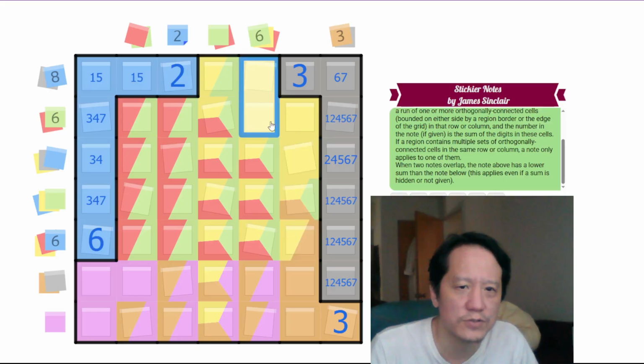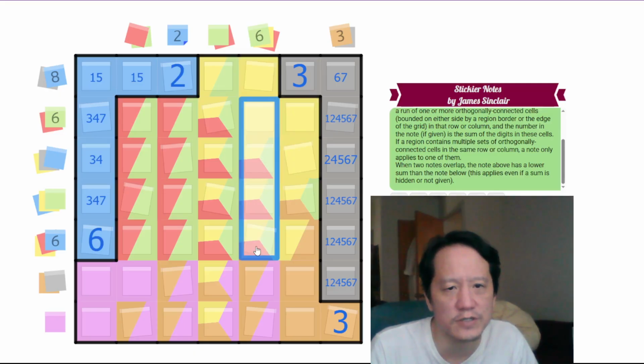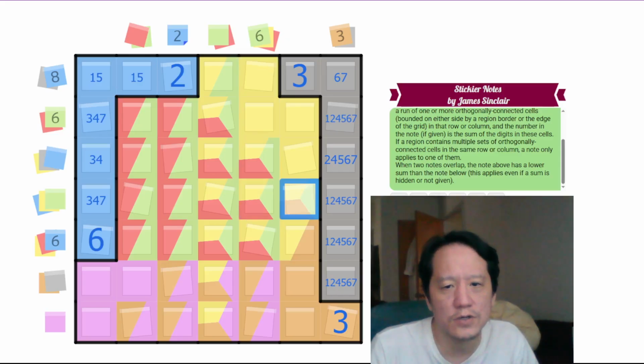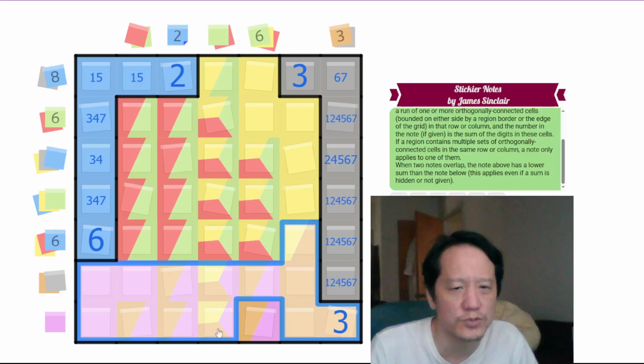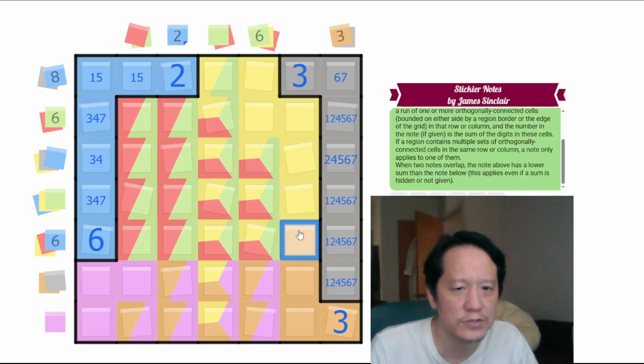So we have 1, 2, 3, 4, 5, 6, 7. But the problem is then this doesn't have green or red. So this has to be yellow then also. That means this is 14 cells which require pink and orange. So this has to be then orange. This cannot be yellow here.